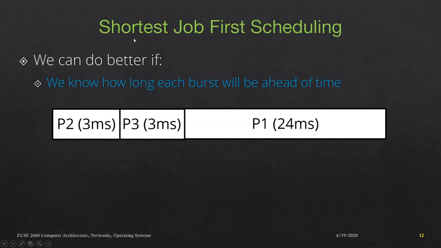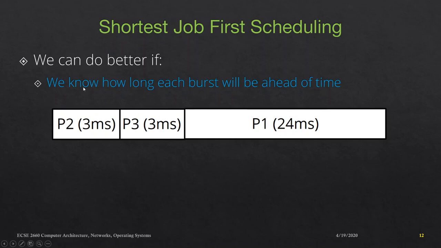Next, we look at the shortest job first scheduling algorithm. This is exactly the same as first come first serve. However, we are right now scheduling the shortest job first. So say P2 was the shortest job, 3 milliseconds, then P3, then P1.